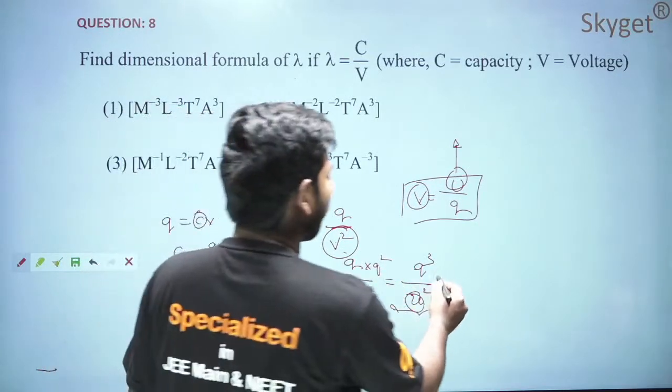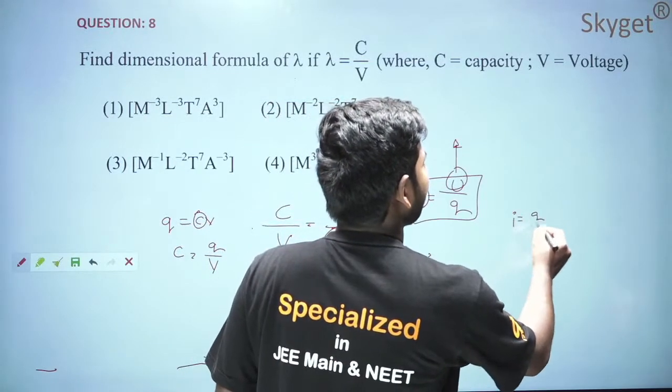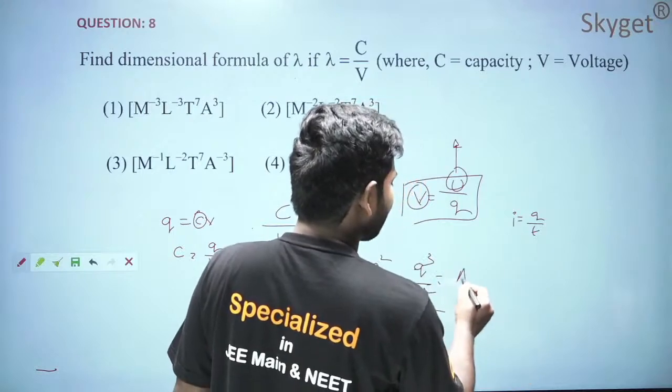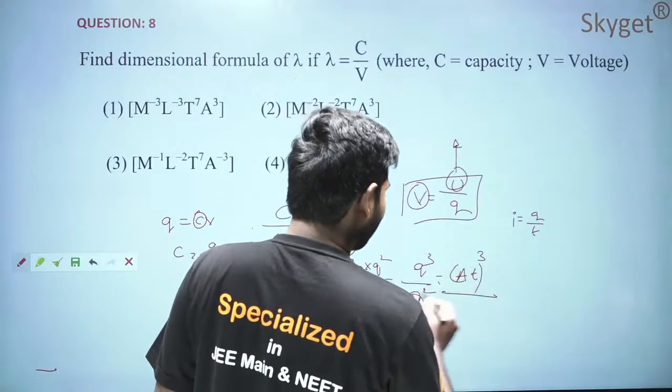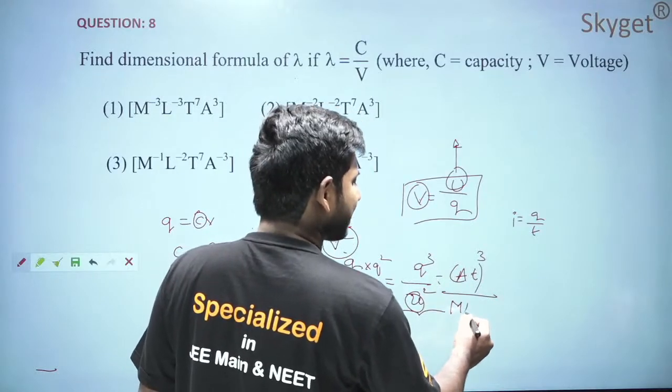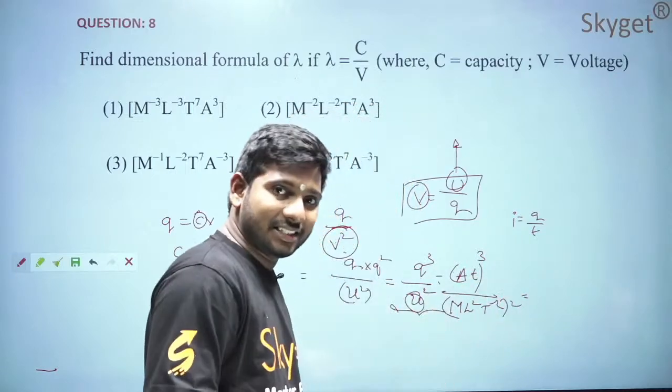What is q? I is equal to q by t, so q can be written as I t. You can write it as ampere into time, whole cube, divided by u square, which is M L square T power minus 2, whole square. That will be the energy's dimensions.